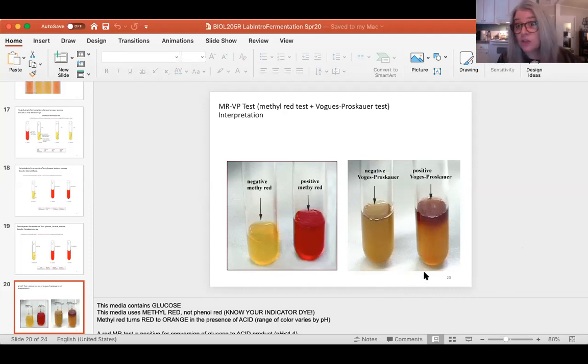Then we're going to look at two different organisms for both of these tests. We're going to look at E. coli again. And we're going to look at an organism called Enterobacter aerogenes. We've used Enterobacter before, so this is one that you've at least seen before.